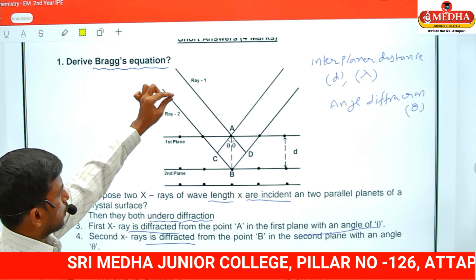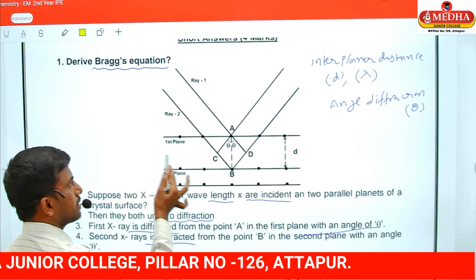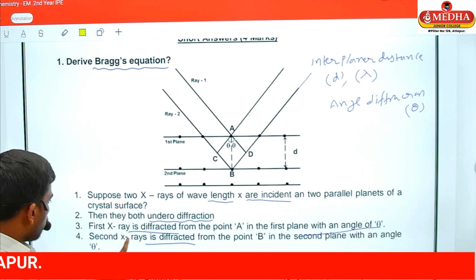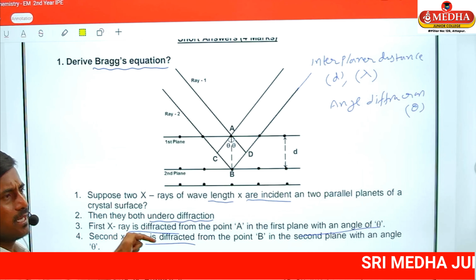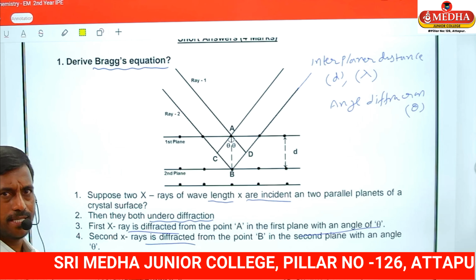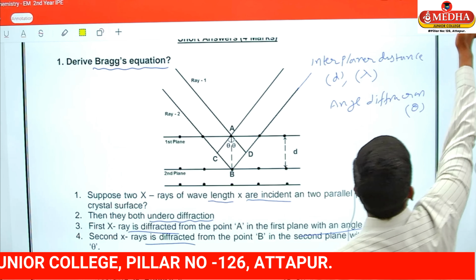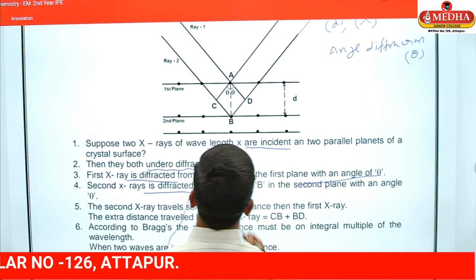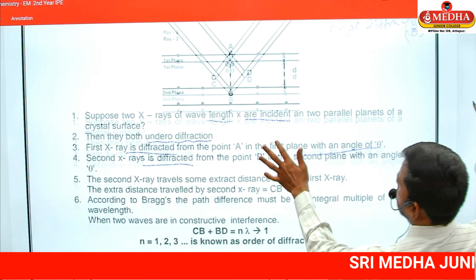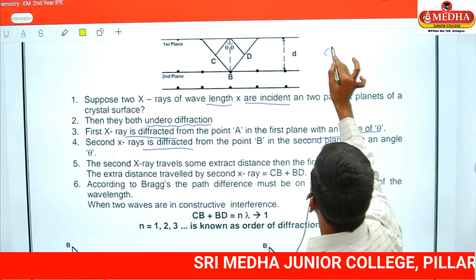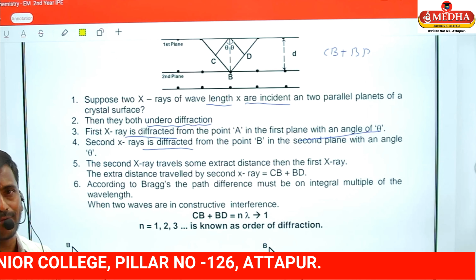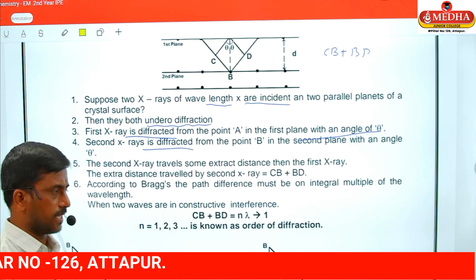Now observe, compared to the first X-ray, the second X-ray travels more distance. How much distance does it travel? The extra distance of the second X-ray is CB plus BD. This is the extra distance traveled by the second X-ray when compared to the first X-ray.